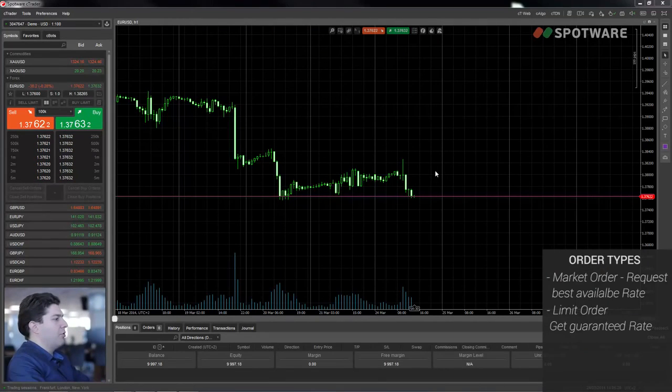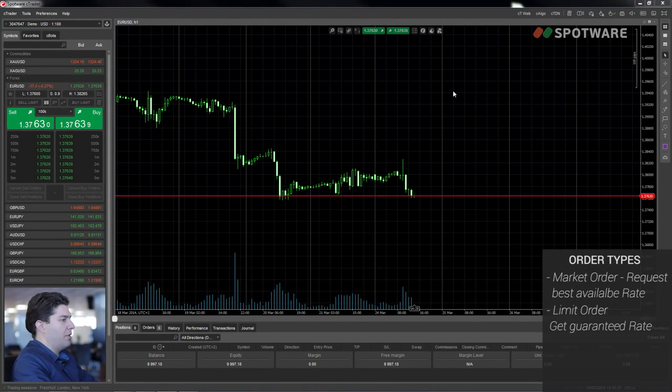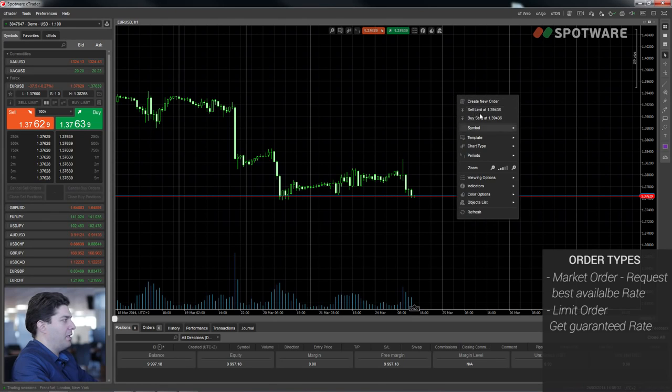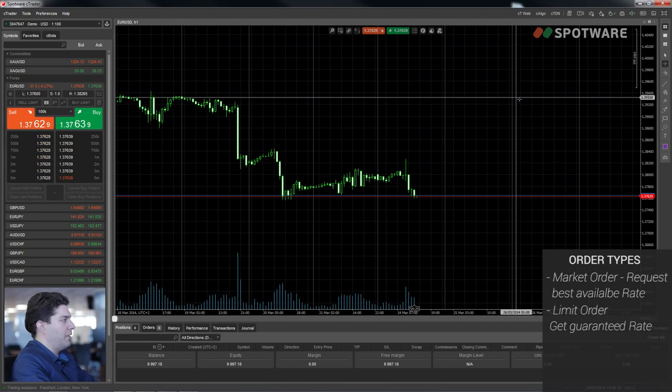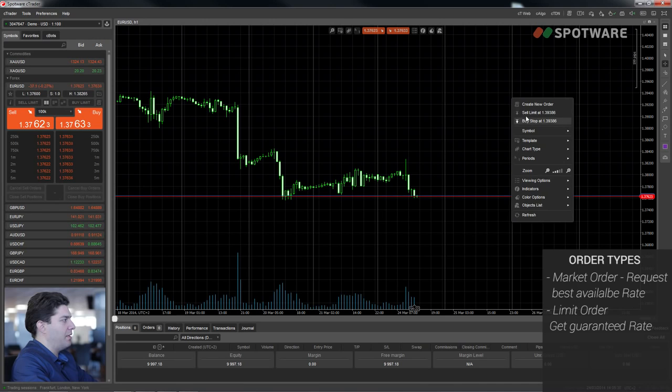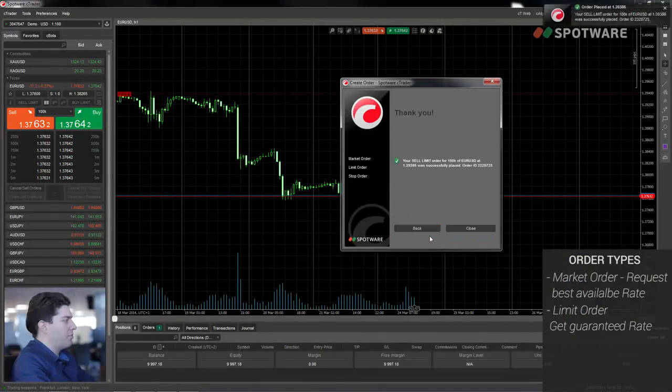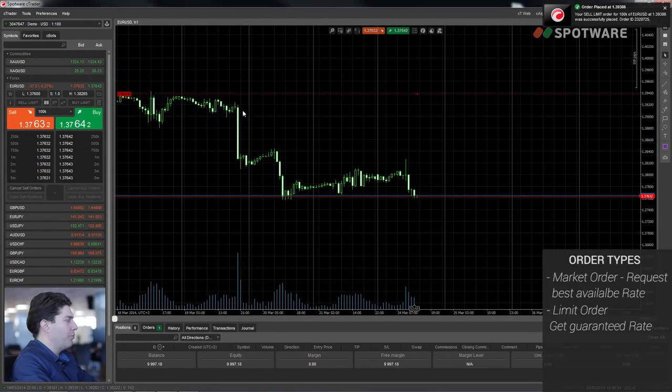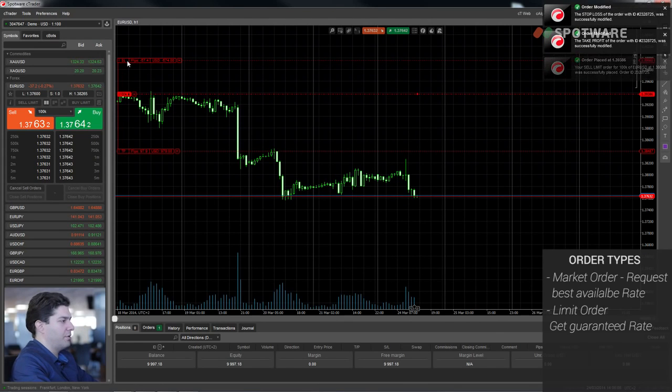You can create a limit order by right-clicking at the rate you want in the chart. So if I want to create a limit order at this rate, I can right-click and select Sell Limit. If I want to do a sell limit on this level, I'm going to press Sell. And you can also preset your stop loss and take profit, like we showed before with the market order.